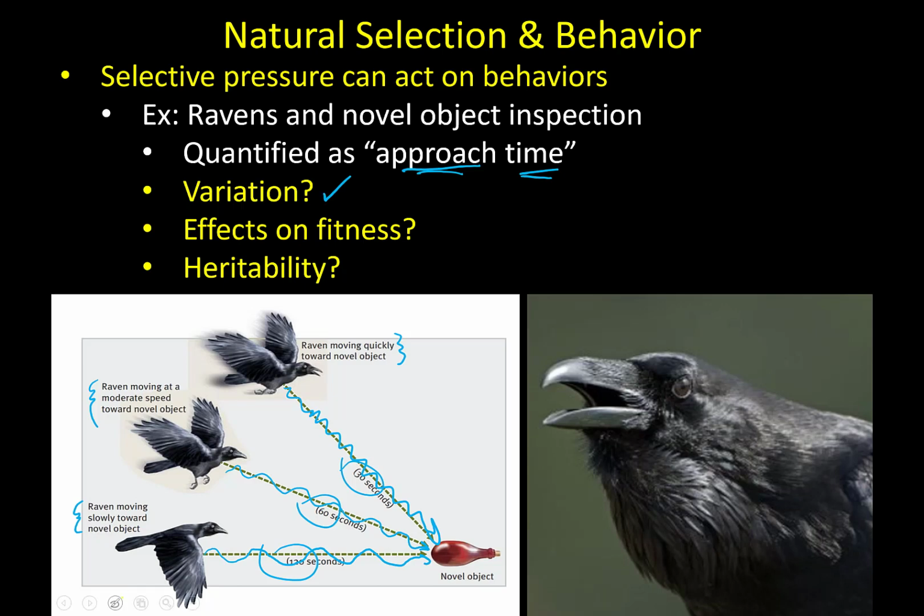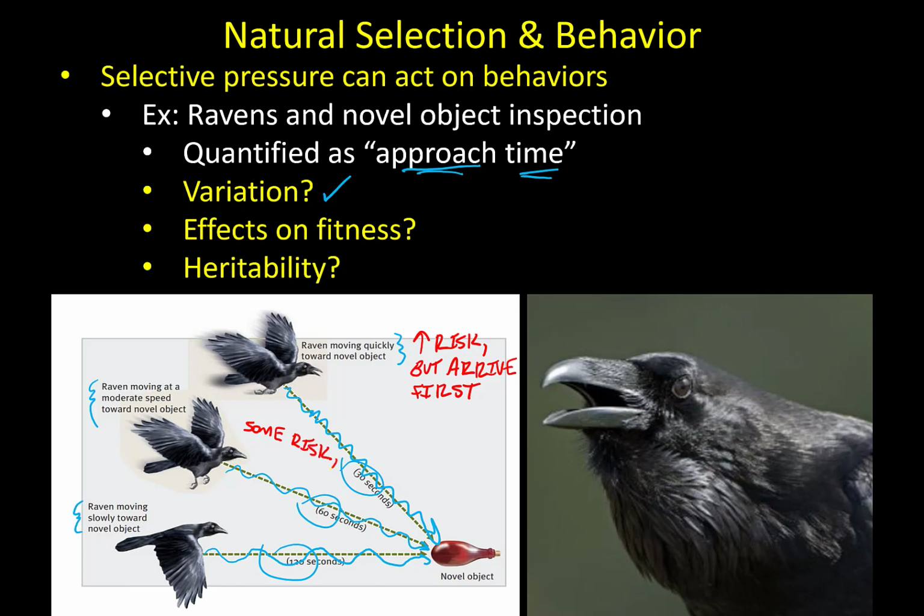Absolutely. The raven that's approaching quickly is going to have high risk, but they'll arrive first, which means if there's something beneficial in that novel object, they're going to get to it first. So they'll have big benefits. So it's big risk, but potentially big payoff. Okay. The moderate moving bird will have some risk, but less than the fast moving bird.